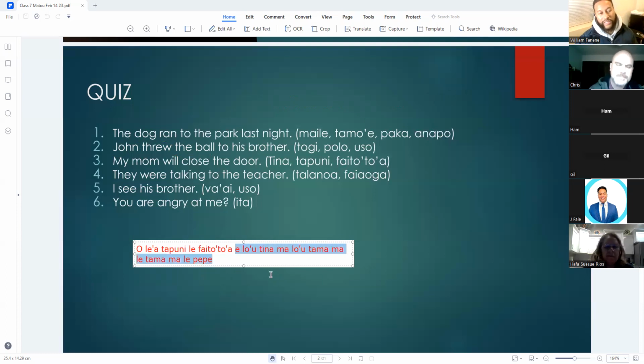There are other ways to say it as well, but that would be another lesson. For now, this is the way that the e is going to carry. We wouldn't have to say elo'utina ma elo'utama ma elo'utama. We wouldn't have to say all of that. It's the e, just like you said, it's going to carry all the way through. Great question, by the way. So, ole'a kapungi le fai koko'a e lo'u ki ngā ma lo'u kama ma lo'u kama ma le pepe.